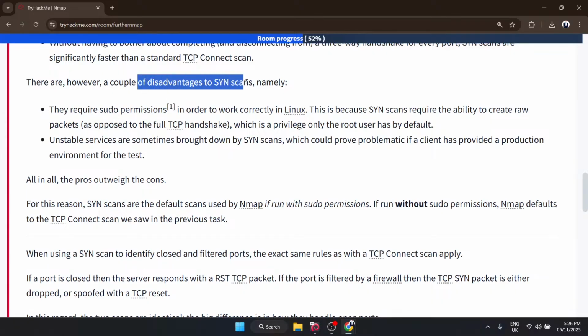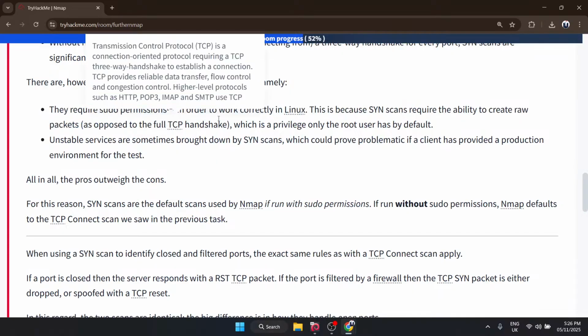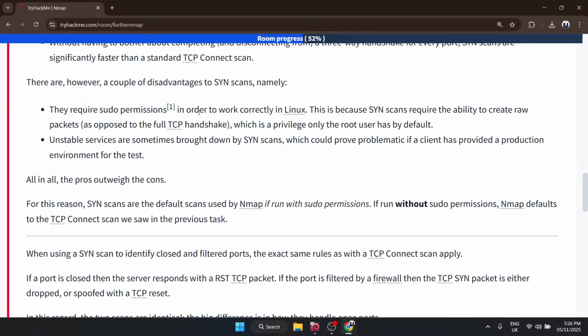There are, however, a couple of disadvantages. About the sudo permissions, we are already root users working in Linux, so we do not need any sudo permission. We are root users for the time being. This is because SYN scans require the ability to create raw packets.